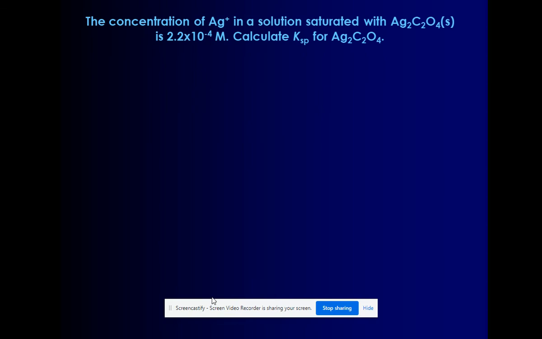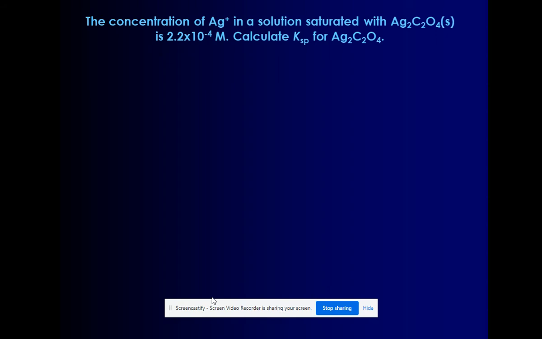In our next example, you are told you have a saturated solution. So you are at equilibrium. The amount that you have dissolved is the solubility for this particular solid, silver oxalate. The concentration of silver in the solution that's saturated is 2.2 times 10 to the negative 4th molar. And I want to calculate the Ksp. What is the value for this solid in terms of its equilibrium constant?